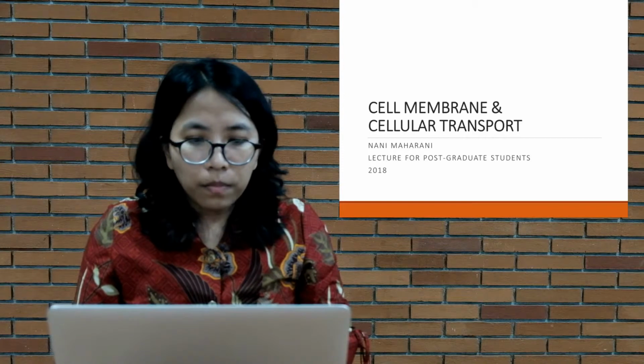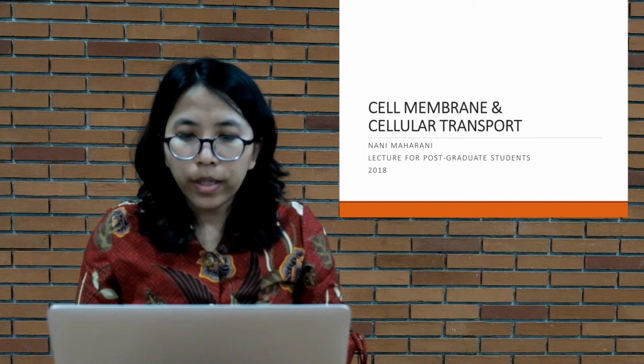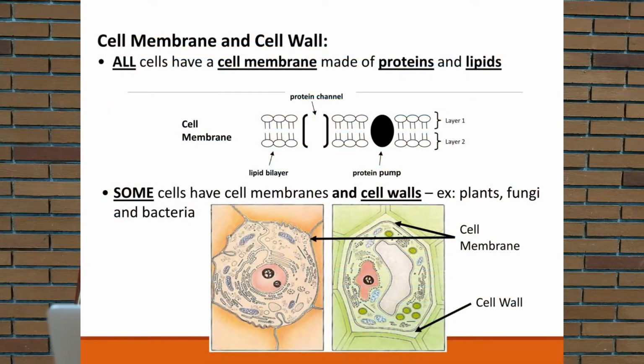As you have already learned during your high school and undergraduate studies, all cells have a cell membrane made of proteins and lipids. Some cells have only a cell membrane, for example, mammalian cells. Some other cells have cell walls, for example, plant, fungi, and bacteria cells.